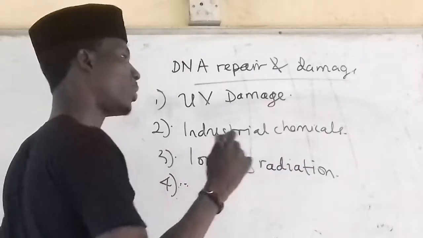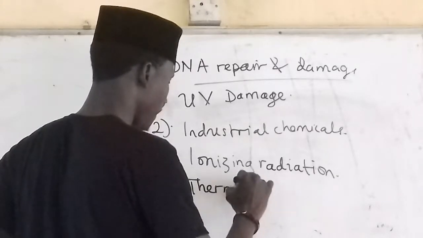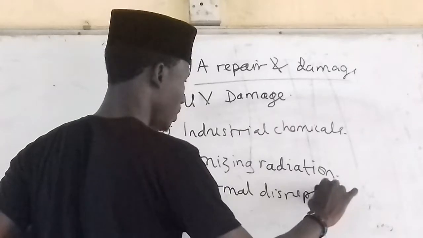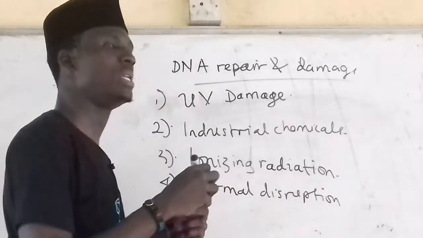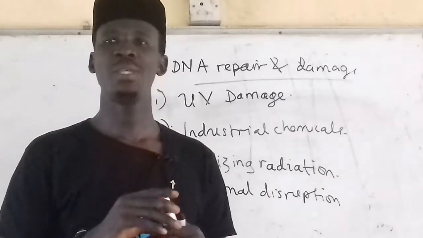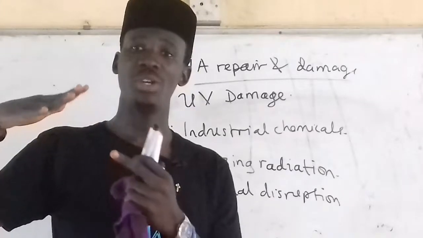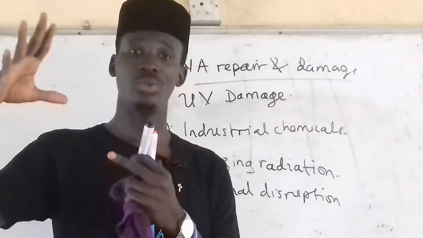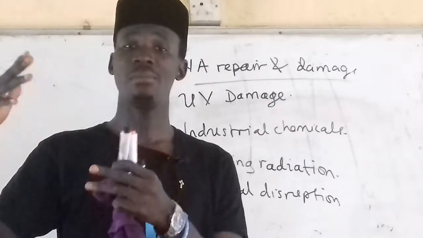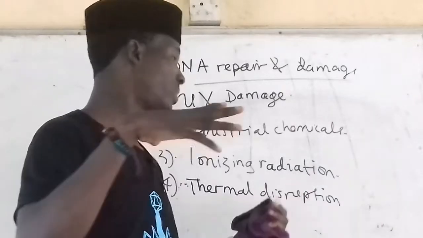So the fourth one is thermal disruption. By thermal disruption, what we simply mean is that at a certain temperature, it may lead to a reaction in which a base, a nitrogenous base, is being removed. For example, depurination occurs in certain thermophilic bacterial cells as a result of thermal disruption.